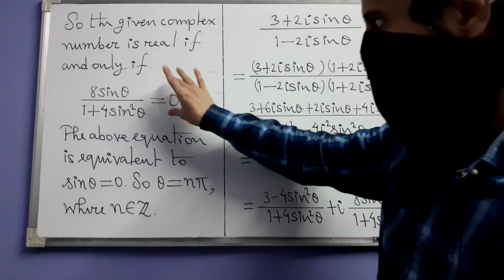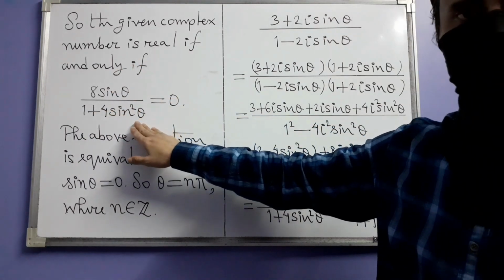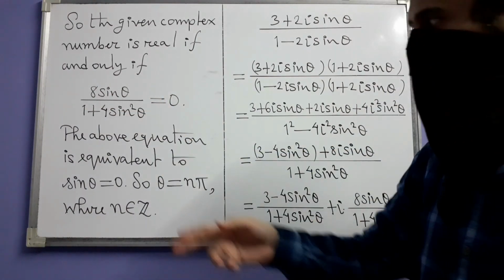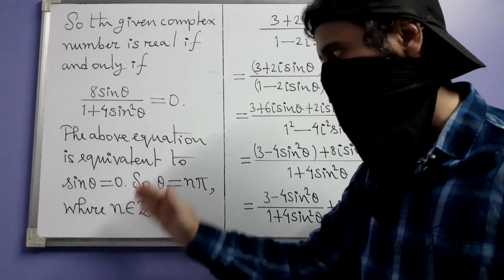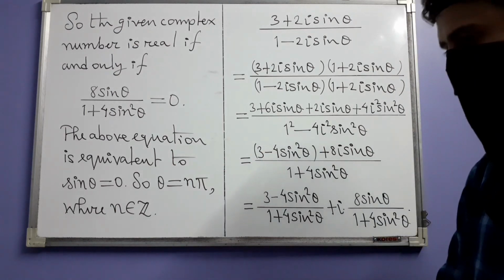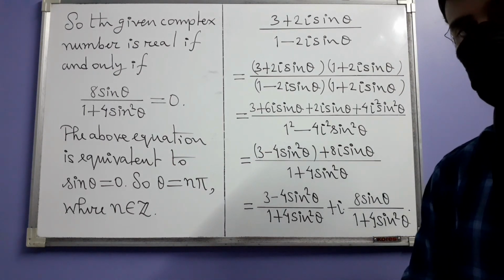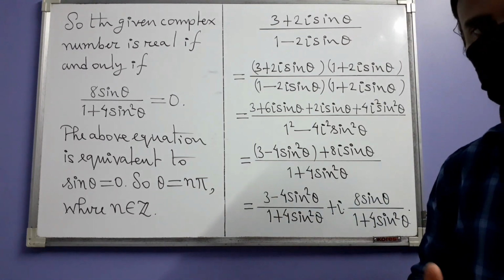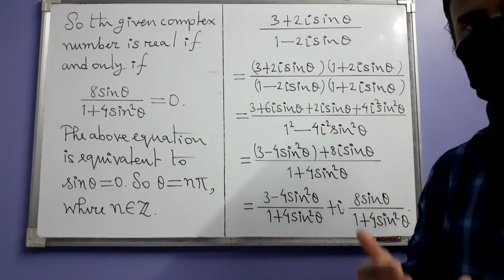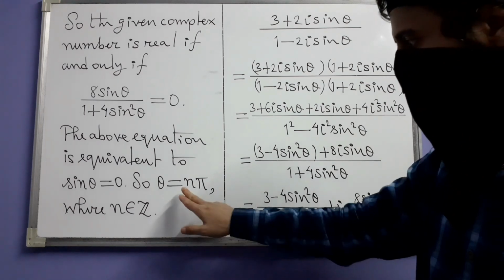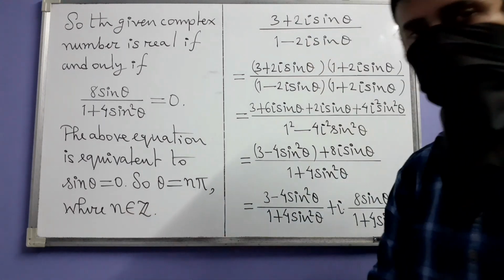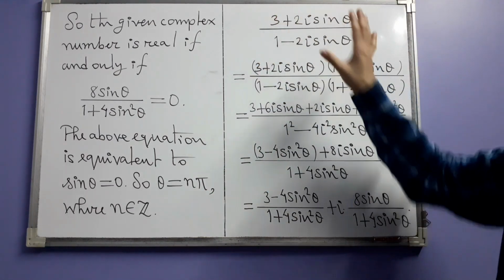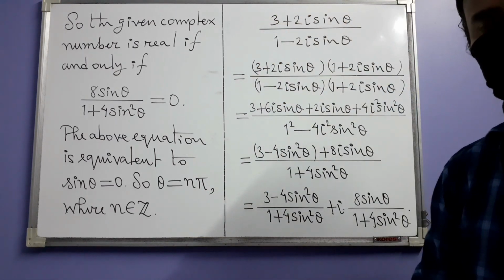This ratio being 0 has nothing to do with the denominator. It entirely depends on the numerator, and 8 of course is not 0. So the only way this can be 0 is sine theta being 0. And you know very well from trigonometry precisely when sine theta is 0, namely at these values of theta. That is precisely when theta equals an integer multiple of pi. Theta is of the form n pi, where n is an integer. So for these values and these values only, this complex number will be entirely real.